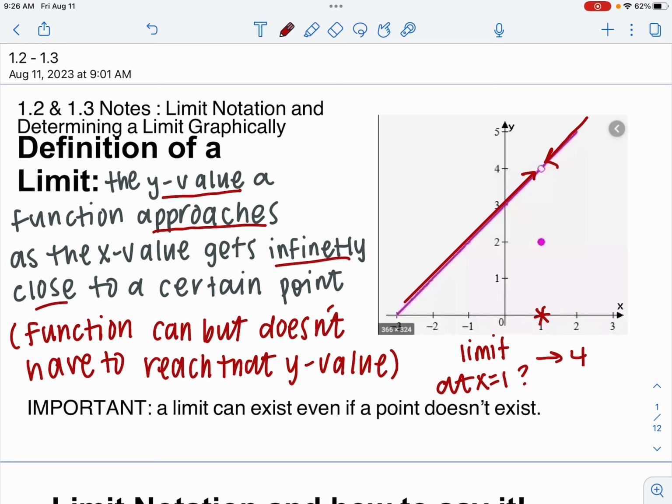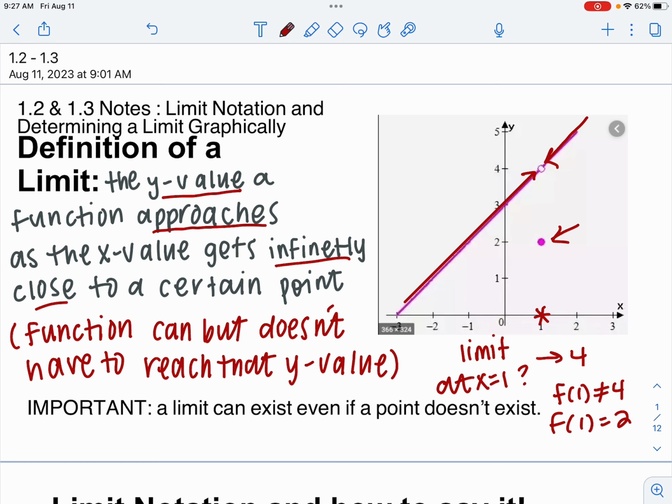But if you notice, there's a hole in the graph at 4. That does not matter. That doesn't change the limit. What that means is that f of 1 doesn't equal 4. f of 1 equals 2 instead, because that is where there's a filled-in point. But the limit and the point are two different things. Just because a point isn't there doesn't mean a limit doesn't exist, because a limit is all about approaching and the idea of being infinitely close. It doesn't matter what the actual point is. So I wrote that here too: a limit can exist even if a point doesn't exist.